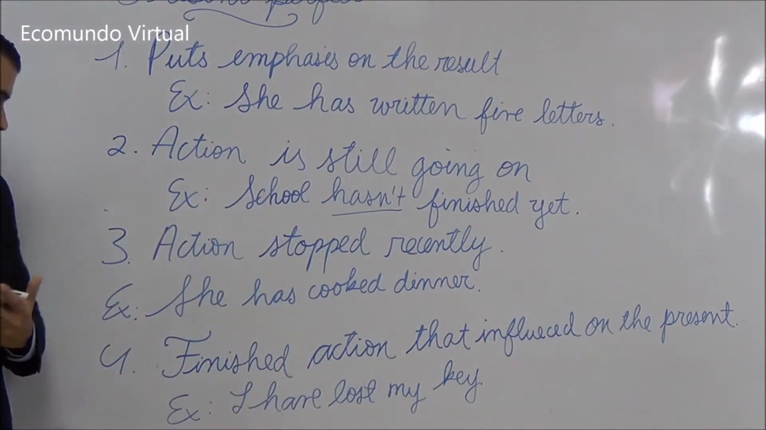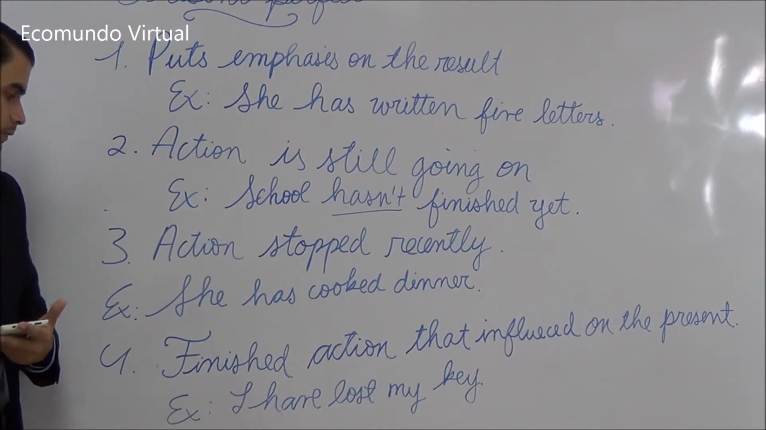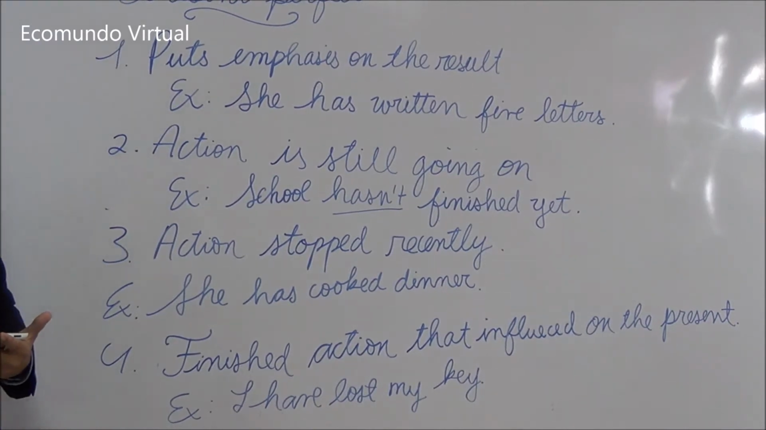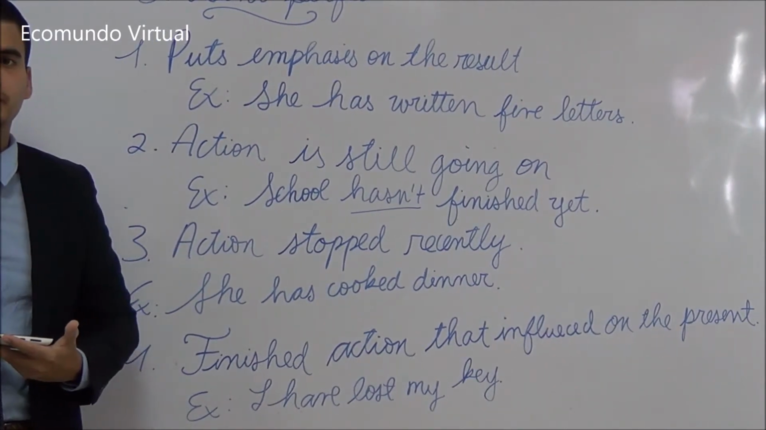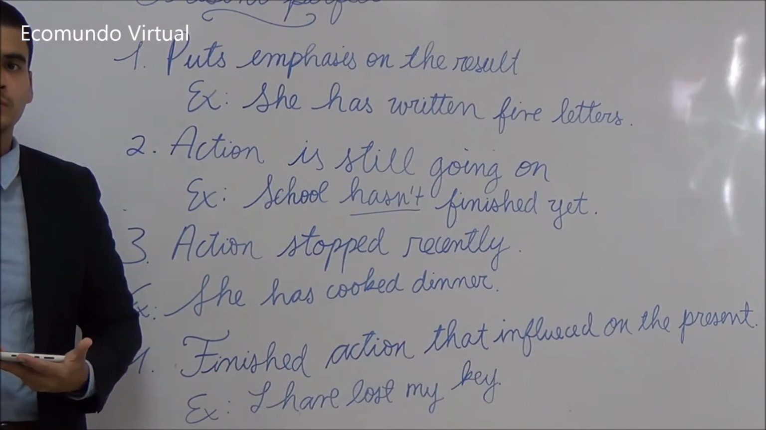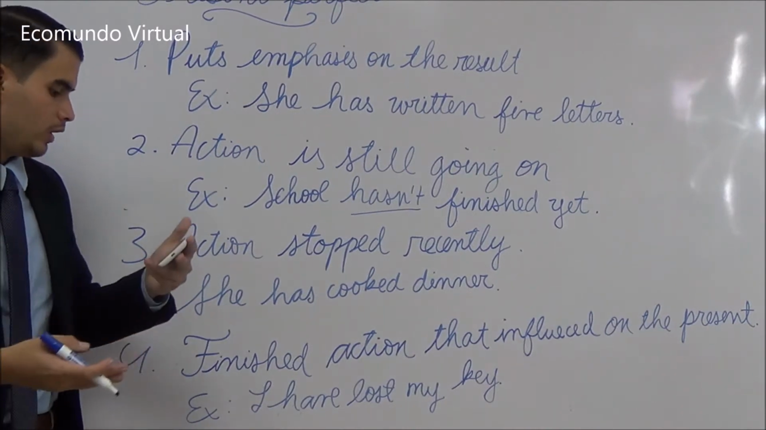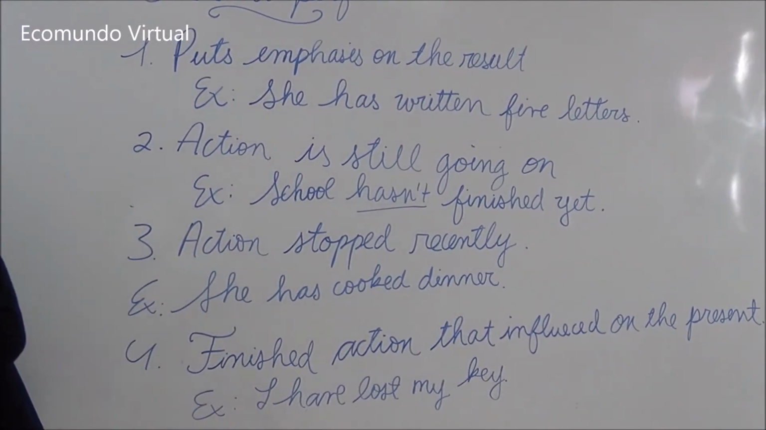Now, here we have another example. I have lost my key. I finished an action that influenced on the present. If I lost my key, I can go anywhere, or I can go outside of my house. So, here we have the 4 rules.